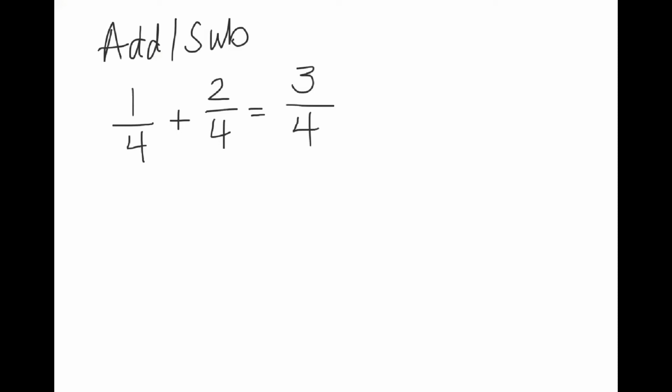Same thing if we are subtracting. If we have 2/5 minus 1/5, we subtract the numerators, 2 minus 1 is 1, and the denominator stays the same. So it's pretty straightforward in that regard.